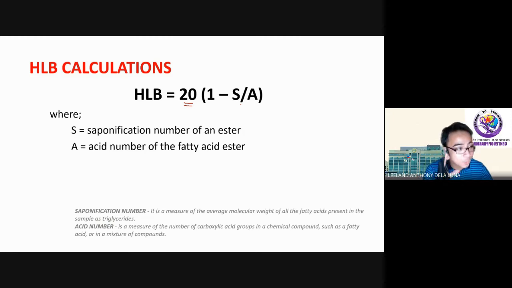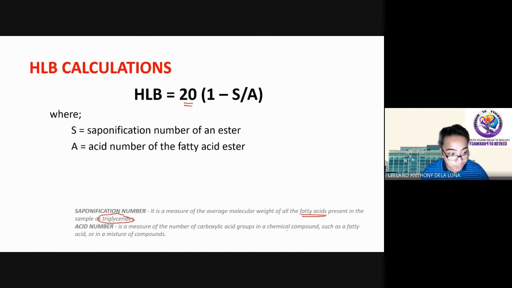Okay, pero in this case, class, I just want you guys to know, saponification number simply measures the average molecular weight of all fatty acids present in a sample as triglycerides. So remember, class, that surface active agents are both hydrophilic and lipophilic at the same time. Kaya nga siya tinawag na amphiphile. So ang saponification value, it will simply determine the average molecular weight of the fatty portion of your surface active agent. Maliwanag na tayo doon? And those that exist as triglycerides lang. So yung fatty acids lang, yung lipid soluble portion ng ating surface active agent.